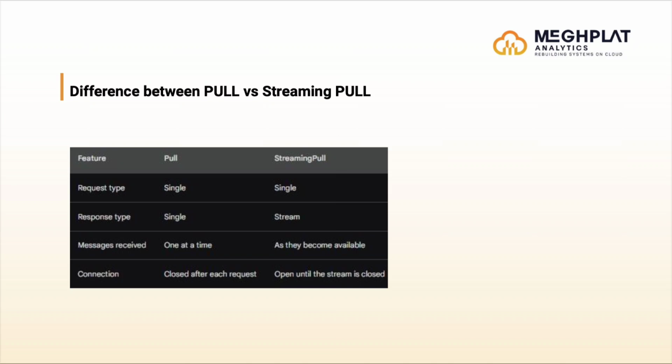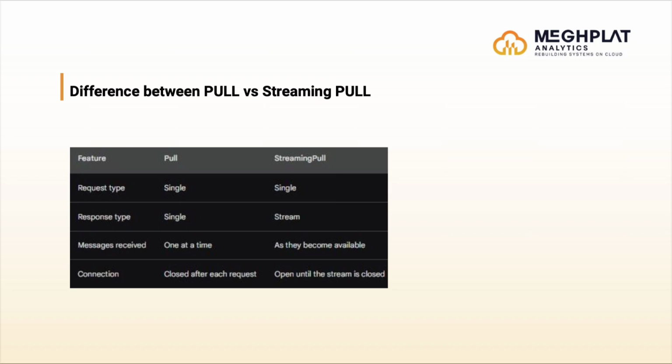messages. With the pull API, the subscriber client makes a single request to the Pubsub server for messages. The server then responds with a single message, or if there is no message, it returns none. With streaming pull, the subscriber client makes a single request that opens a stream to the server, and until the quota is exceeded, the messages will be sent and received by the subscriber.